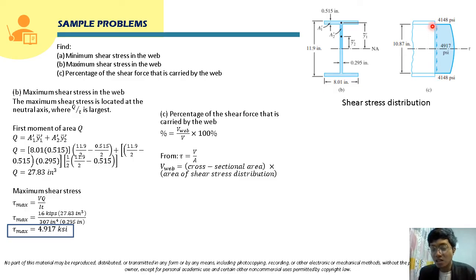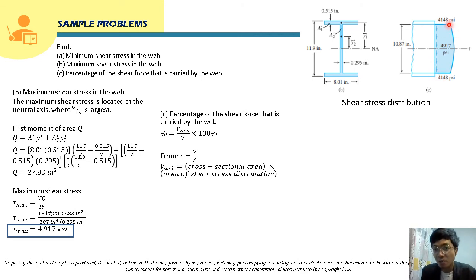Since this says area of shear stress distribution, and the area of a rectangle is base times height, let's just consider this rectangle. The height is, let's say, 4,148, and then the base is this. But in this case, since this 4,148 already represents the area of this rectangular area, let's say the base is 1, so you don't get confused. Since the area of a rectangle is base times height, the height is 4,148 and the base is just 1, so you don't get confused about that area.